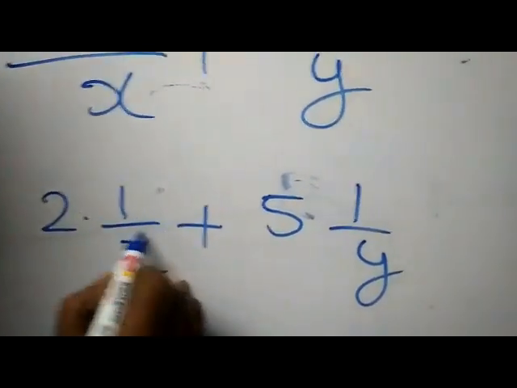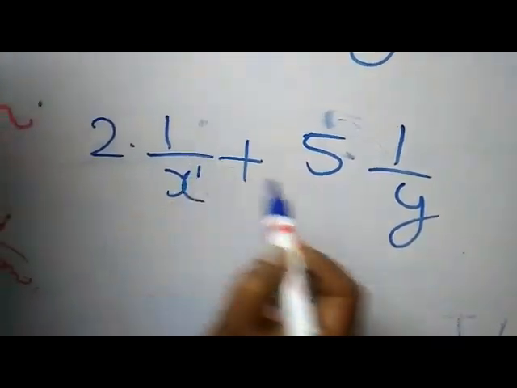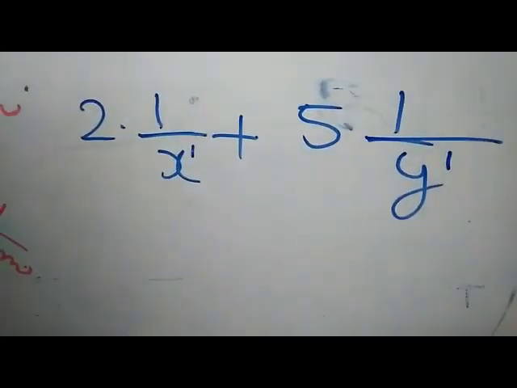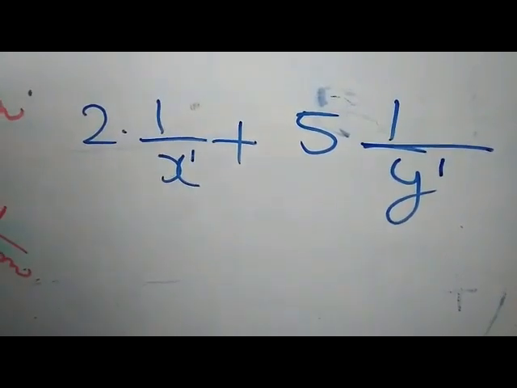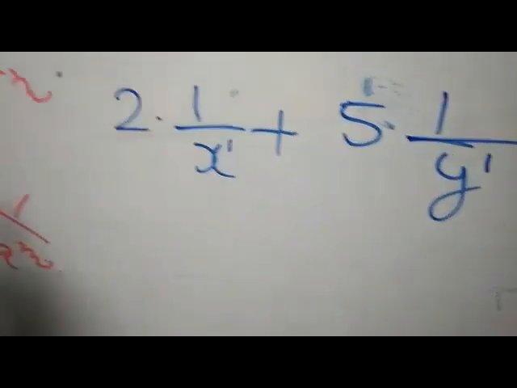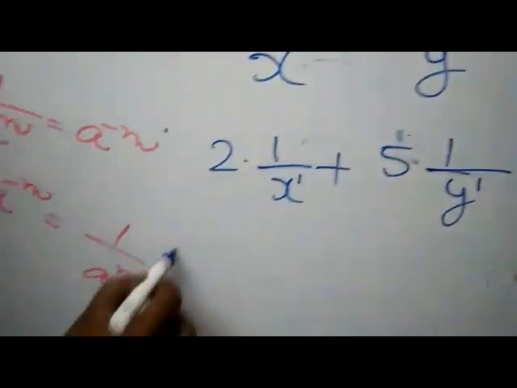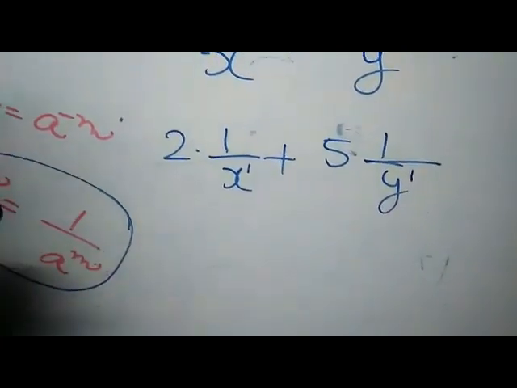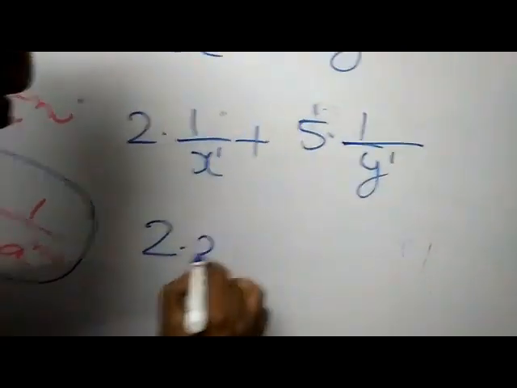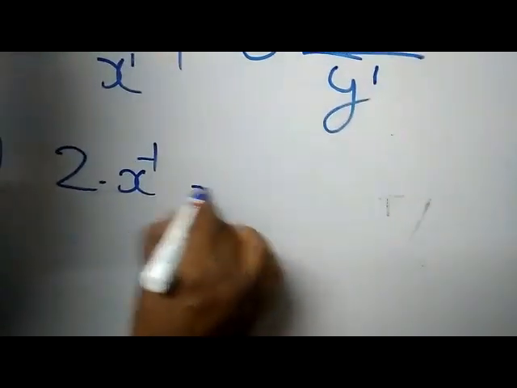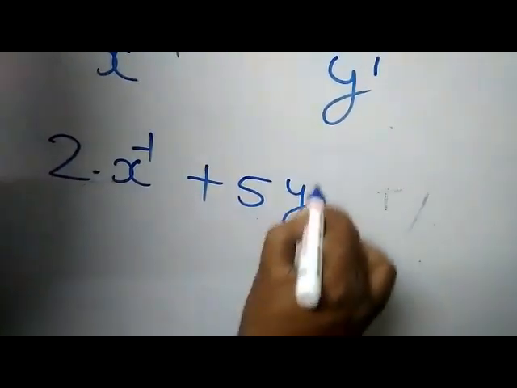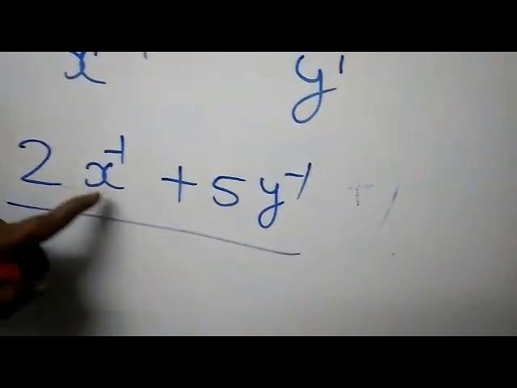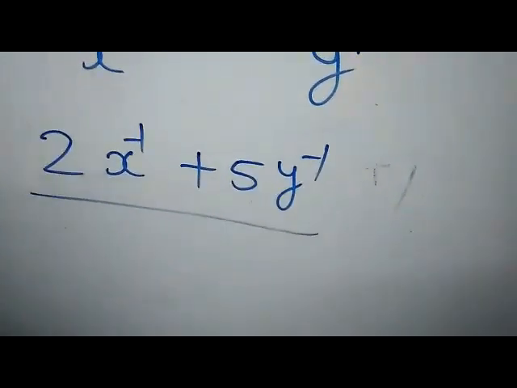2 into 1 by x is nothing but 2 into 1 by x to the power of 1. 5 into 1 by y is nothing but 5 into 1 by y to the power of 1. Here also again you can apply the formula: a to the power of minus m is equal to 1 by a to the power of m. This is nothing but 2 into x to the power of minus 1 plus 5 into y to the power of minus 1.